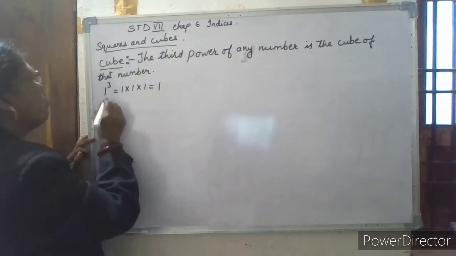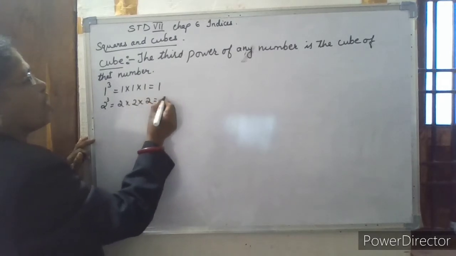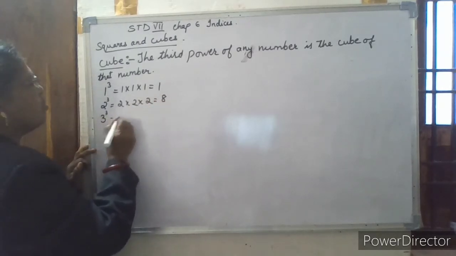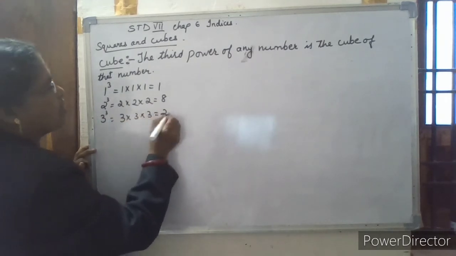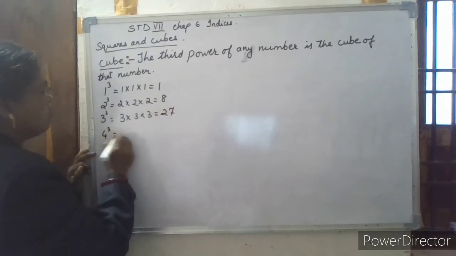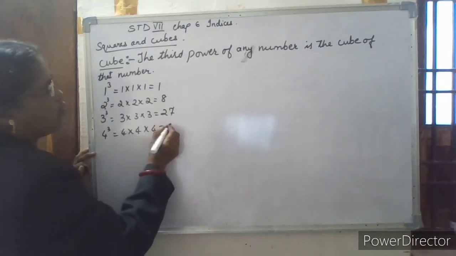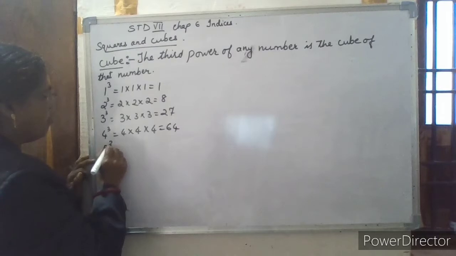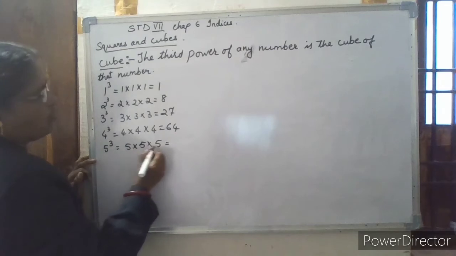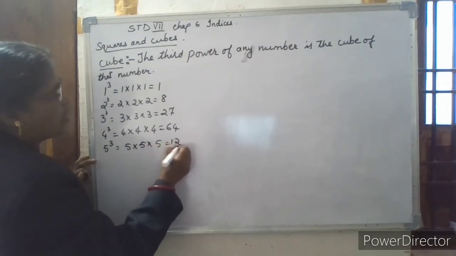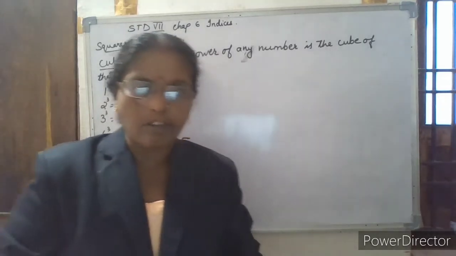2 cubed is equal to 2 into 2 into 2. It is equal to 2 twos are 4, 4 twos are 8. 3 cubed is equal to 3 into 3 into 3, that is 3 threes are 9, 9 threes are 27. 4 cubed is equal to 4 into 4 into 4, that is 4 fours are 16, 16 fours are 64. 5 cubed is equal to 5 into 5 into 5, that is 5 fives are 25, 25 fives are 125, and so on. In this way, your homework is to find the cubes of the numbers from 1 to 50.